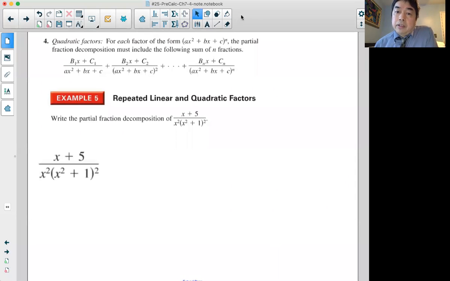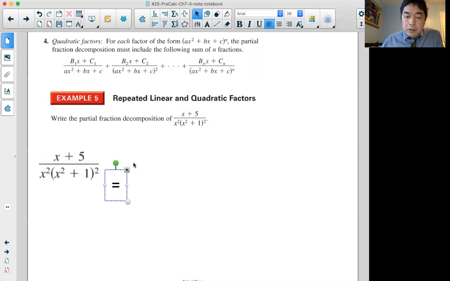Okay, this is PreCalc, assignment 25, chapter 7-4, example 5, repeated linear and quadratic factors. Write the partial fraction decomposition of x plus 5, that's the numerator, over x squared, parenthesis x squared plus 1, closing the parenthesis, to the second power. So this, I put the equal sign as usual.